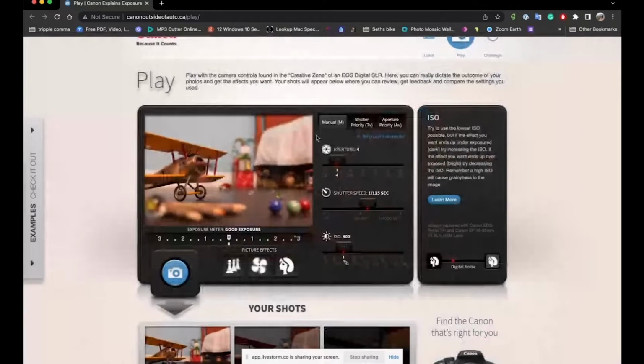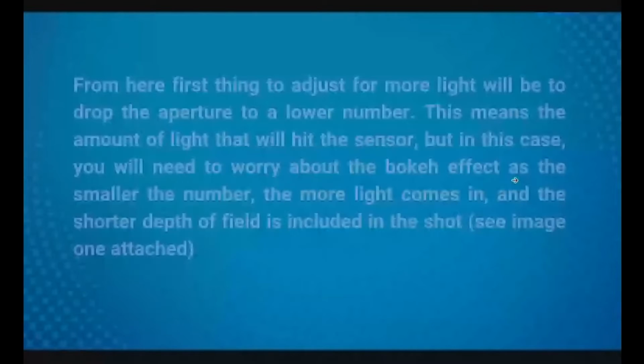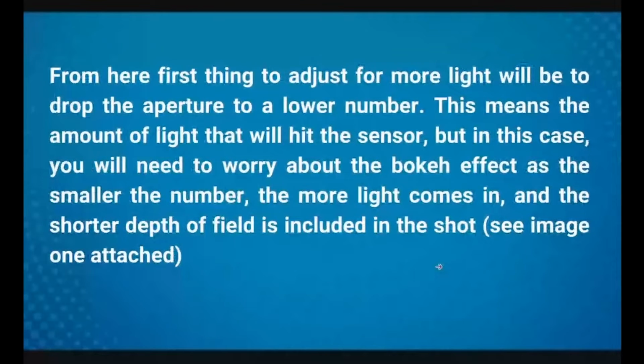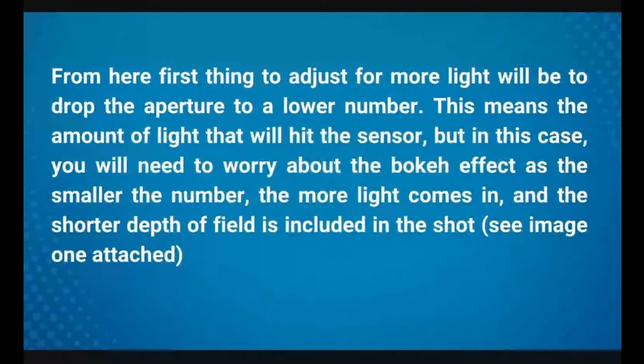So let's continue from here. As I said, the first thing to adjust for more light will be to drop the aperture to a lower number. This controls the amount of light that will hit the sensor.